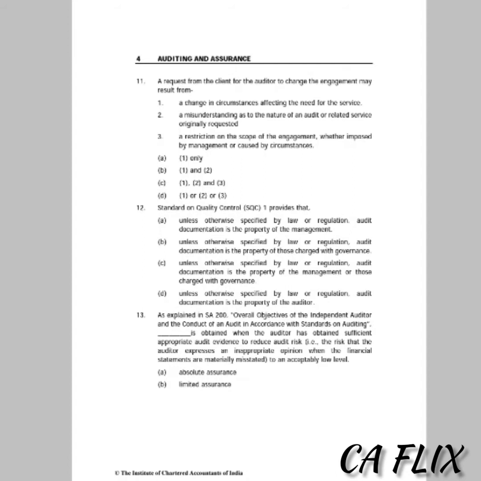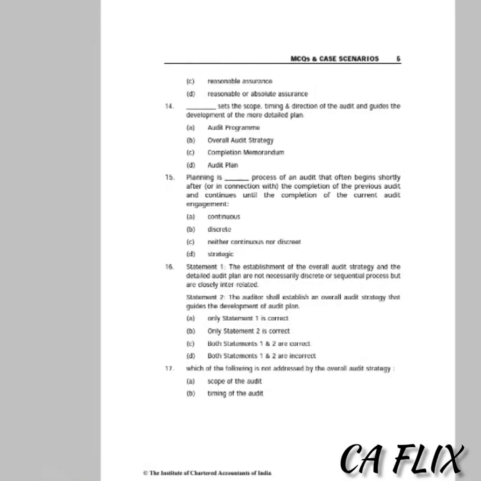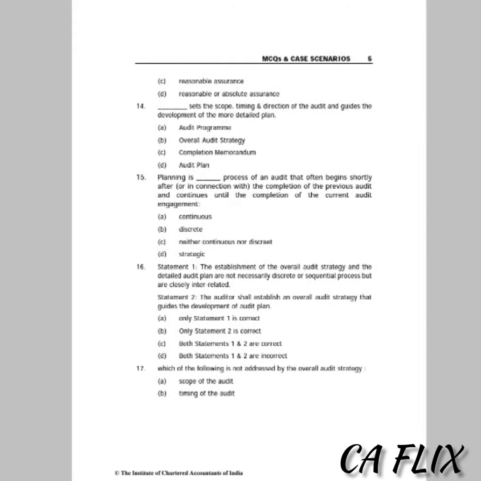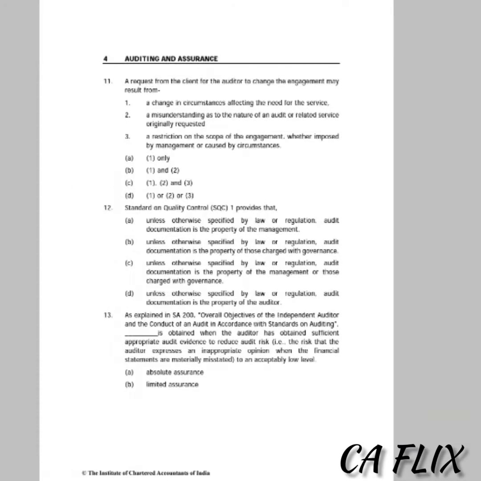Question 13. As explained in SA 200, the overall objective of an independent auditor and the conduct of an audit in accordance with the standards on auditing, dash is obtained when the auditor has obtained sufficient appropriate audit evidence to reduce audit risk, the risk that the auditor expresses an inappropriate opinion when the financial statements are materially misstated, to an acceptably low level. Option A, absolute assurance. Option B, limited assurance. Option C, reasonable assurance. Option D, reasonable and absolute assurance.